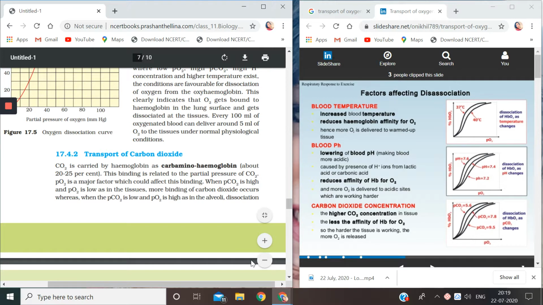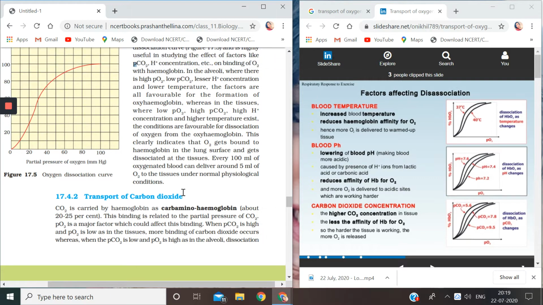Though I have made a video about transport of oxygen, I will discuss a few other things regarding transport of oxygen, and we will also discuss transport of carbon dioxide in this video.